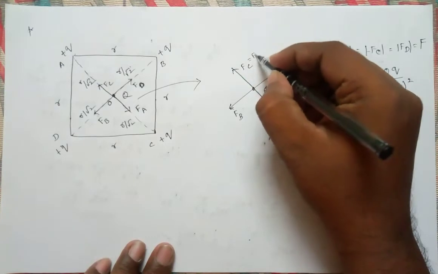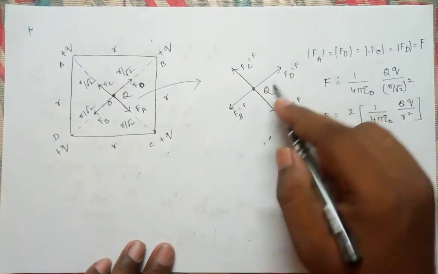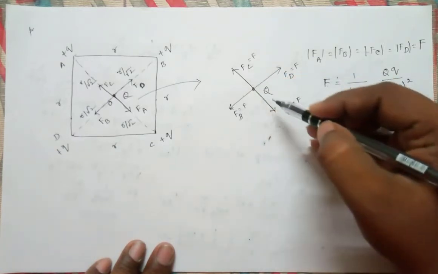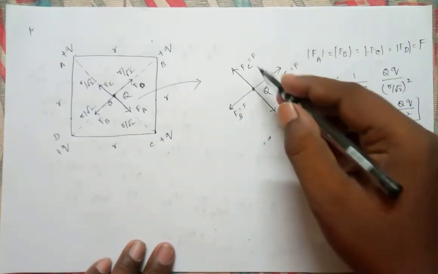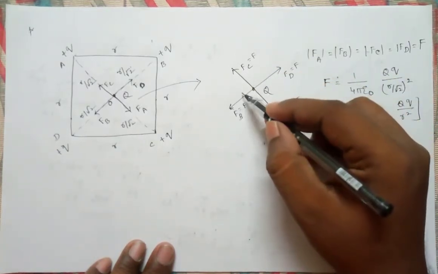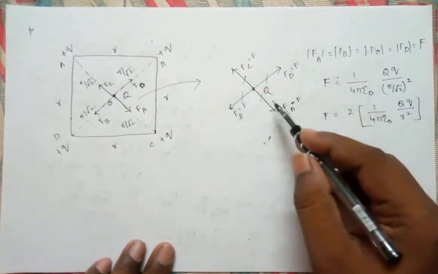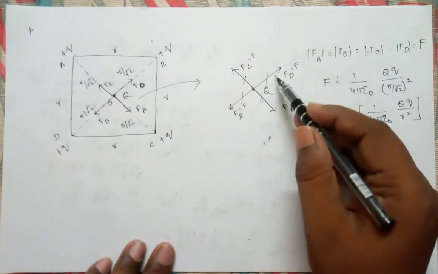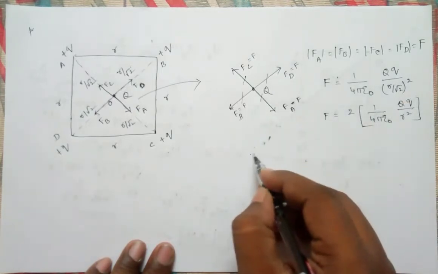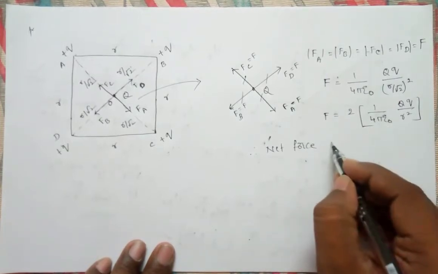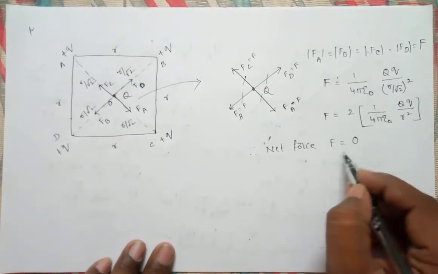Now you observe all these forces are equal in magnitude and opposite in direction. These two are equal in magnitude, opposite in direction. Then what happens here? The resultant of these two forces, equal and opposite, cancel. These two forces, equal and opposite, cancel. Therefore, what is the net force here? Net force F is equal to 0.